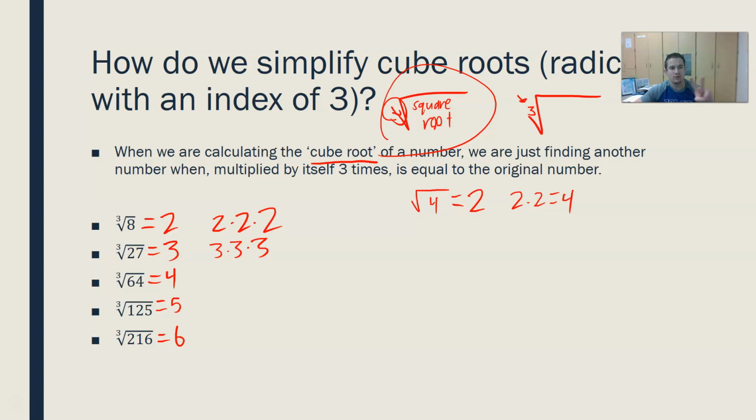We talked about square roots, where I'm looking for 2 numbers. Cube root is 3 numbers. You could do a 4th root, where you're looking for another number that when multiplied by itself 4 times would give me that original number. We could do a 5th root or a 6th root. A cube root, that index of 3, is as far as we're going to go in this unit, but know that it can keep extending forever and ever. So when we're simplifying cube roots, we're looking for numbers that when multiplied by itself 3 times will give me the number underneath the radical.